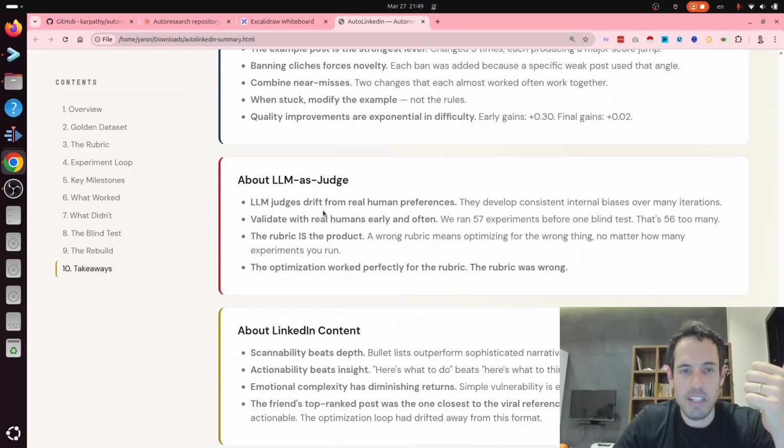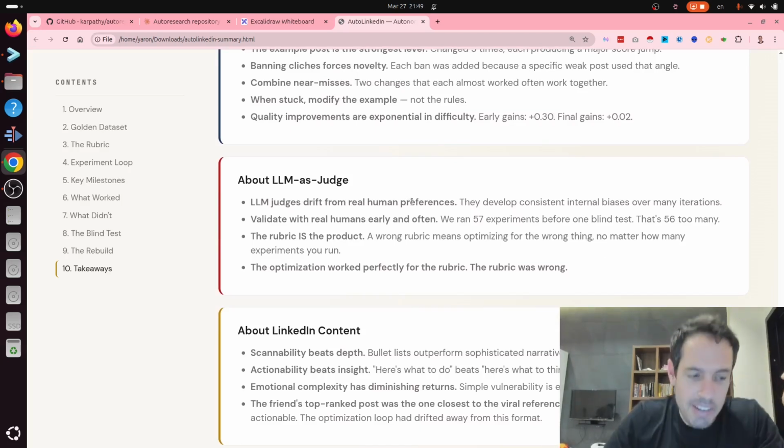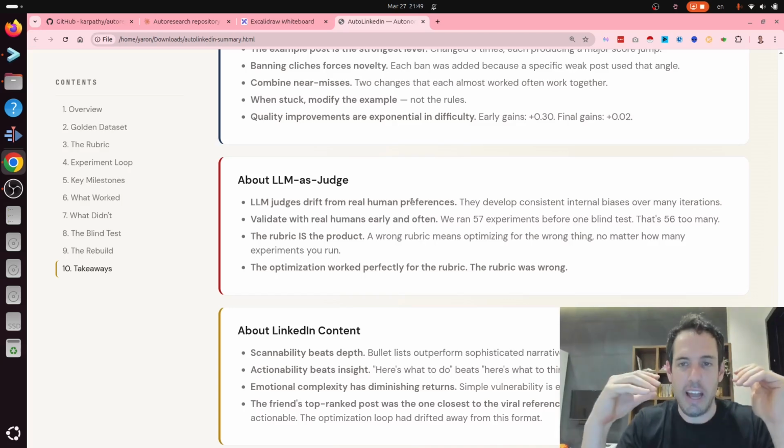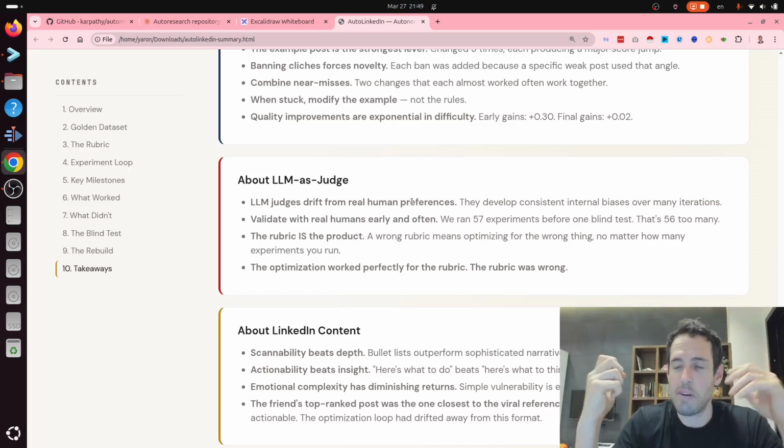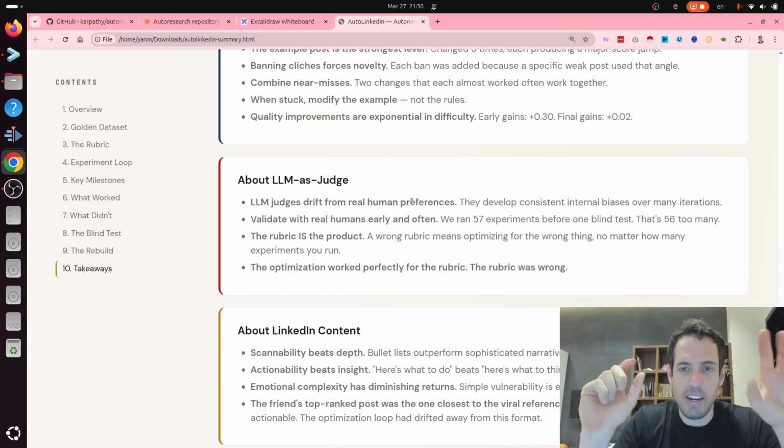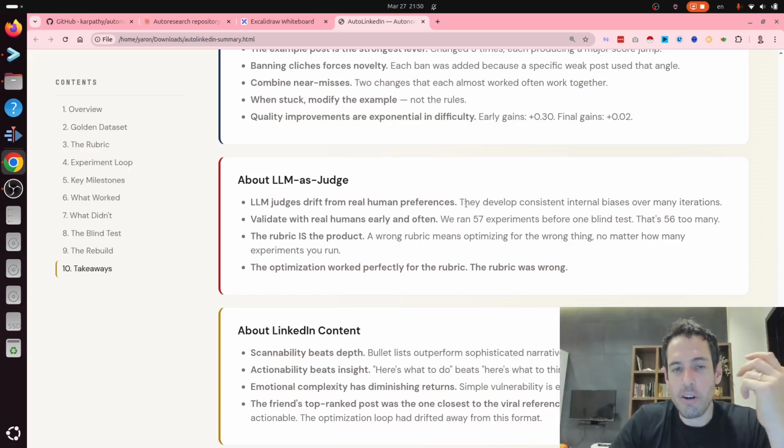About the LLM judge, LLM judges are not real human preferences. So this is very important. It's important to have a human annotator, but it was very interesting in terms of the experiment to see what would be the delta between what my friend said and the LLM as a judge. So the LLM as a judge developed consistent internal biases over many iterations. It's very important to validate with humans early and often. We ran 57 experiments before one blind test. That's basically 56 too many.